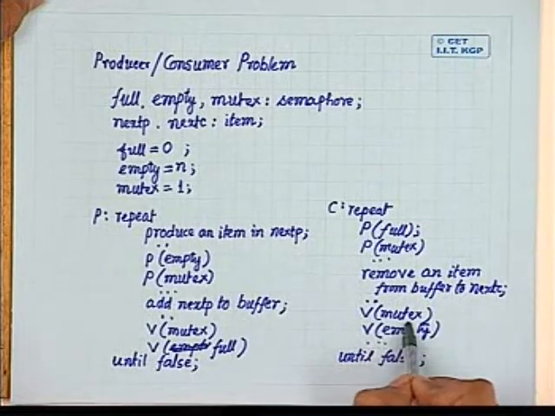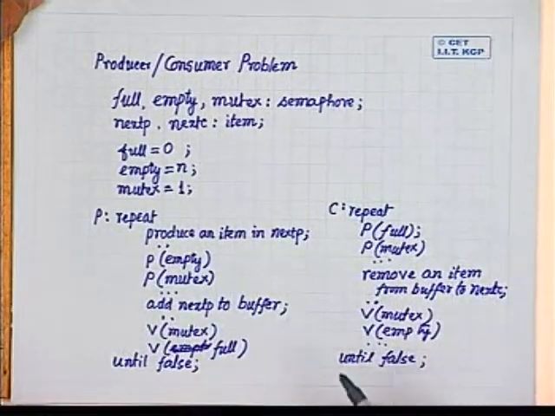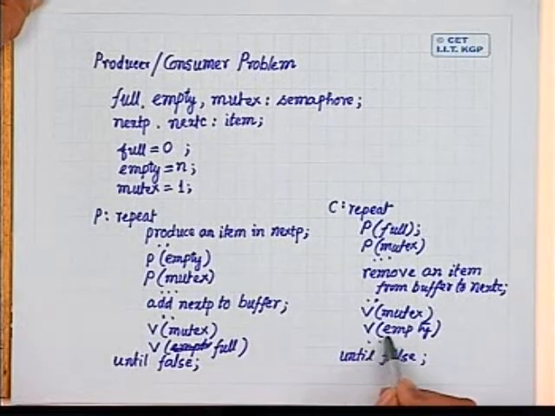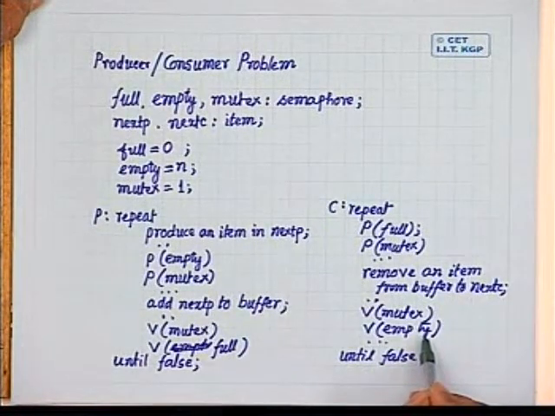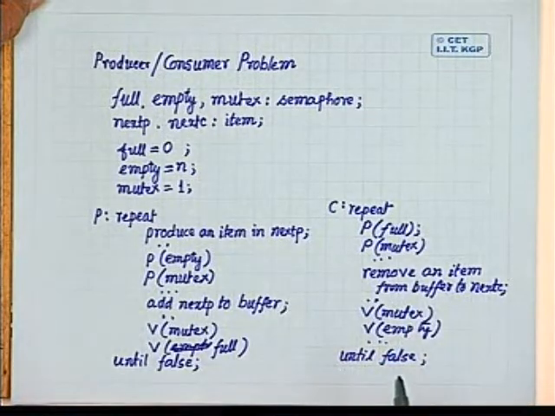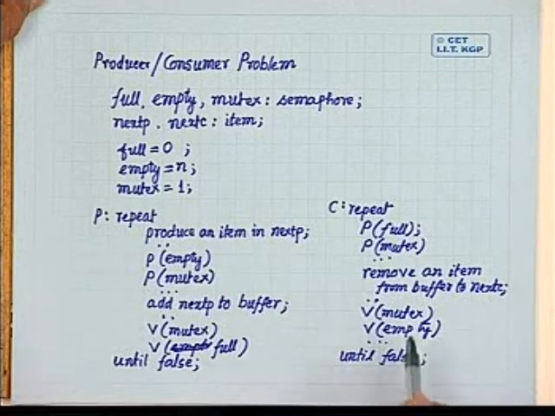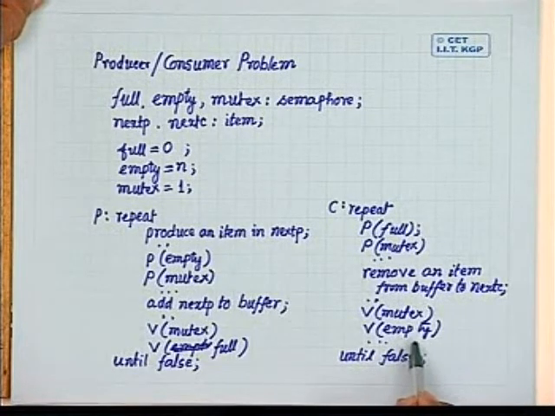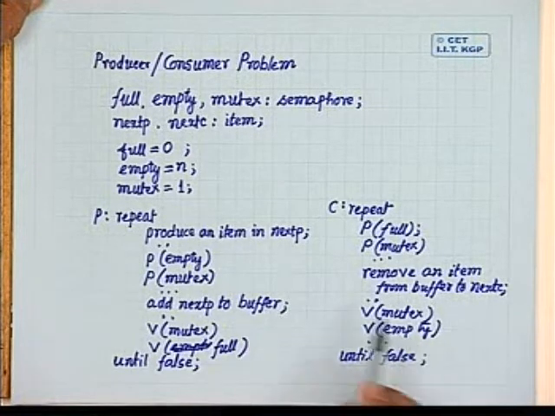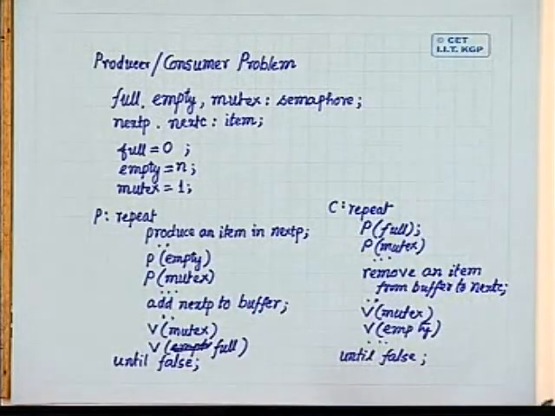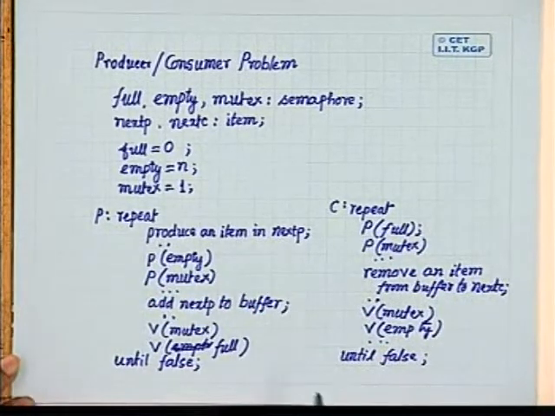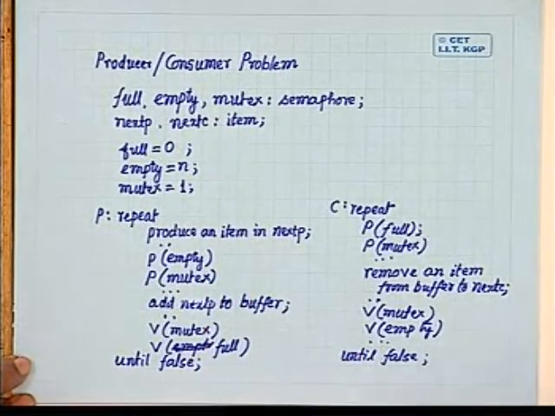And after that, by performing V mutex operation, the buffer will be freed. And finally, by executing this V empty operation, because the consumer process has consumed one item, one more location in the buffer has been made free. So the value of the semaphore variable empty will be incremented by one by this V empty operation. So you find that in addition to the other two solutions that we have discussed earlier, this producer-consumer problem can also be solved by using the semaphore variables.